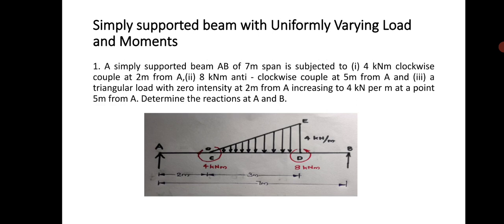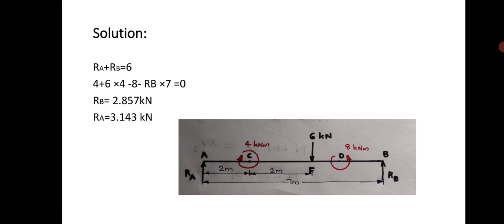The UVL can be converted to an equivalent point load of magnitude equal to the area of the triangle, that is half into base into height, half into 3 into 4, 6 kilonewton, and that will be acting at a distance of 2 by 3 into CD from C. So 2 by 3 into 3, that will be 2 meter from C. So this will be the free body diagram. You have a 6 kilonewton acting at a distance of 4 meter from A and also the couples.